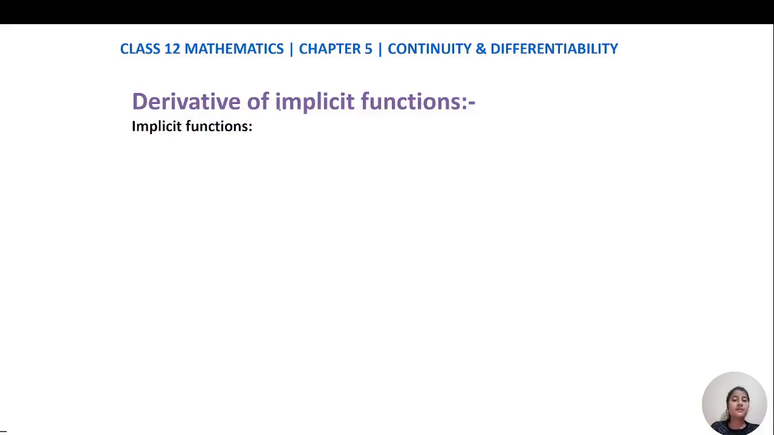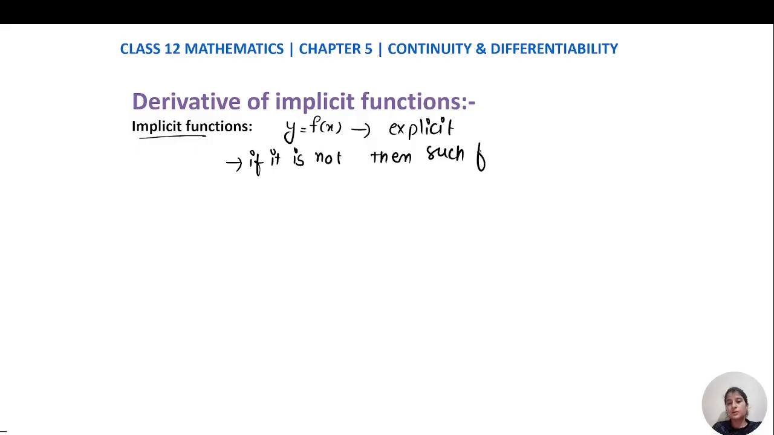The next topic is the derivative of an implicit function. For that, let's first learn what an implicit function is. If my function f of x, say we name it y, and we write y completely in terms of x, then this function is called an explicit function. If my y is completely written in terms of x, then it is an explicit function. But suppose it is not, then such functions are called implicit functions.